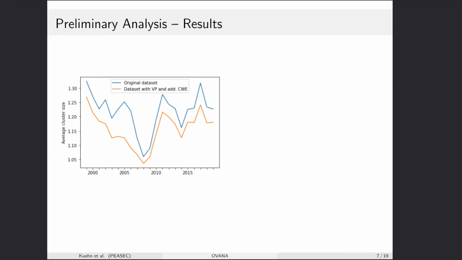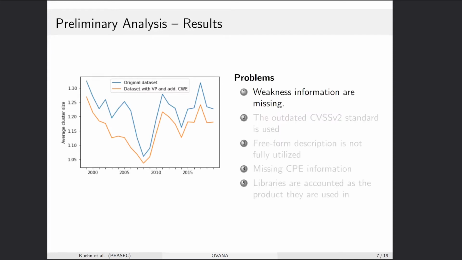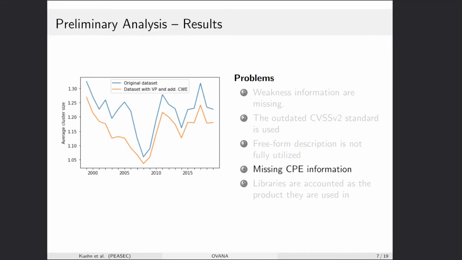The results of the preliminary analysis showed that we were definitely able to improve the average cluster size by decreasing it, and we identified future problems. First of all, weakness information is sometimes missing, like we have seen in the example. Second, the outdated CVSS version 2 standard is used. Third, freeform descriptions are not fully utilized, like we have seen in the example.